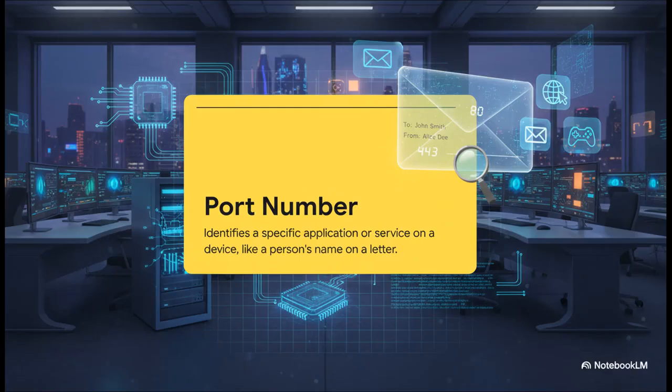So, we found the right device on the right network. But what do we actually want to do? Your computer could be running a web browser, an email client, and a game all at the same time. The port number is how the data knows which of those applications to talk to. It's the "to John Smith" on the envelope. Secure web traffic, for example, is always heading to port 443. That's how the message gets to the right person inside the house.